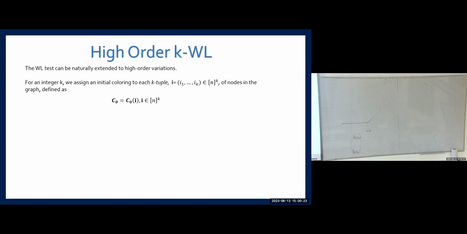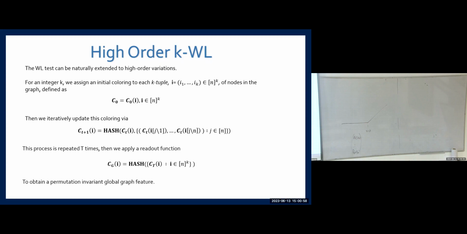Rather than looking at each node and computing the coloring, we look at tuples of nodes. So in the kWL, we look at k-tuples of nodes. And for each k-tuple, you define the initial coloring. And then very similarly to the previous updating step in the 1WL, we update this coloring using its current coloring and the coloring of its neighboring tuples. So what is the neighboring tuple in this case?